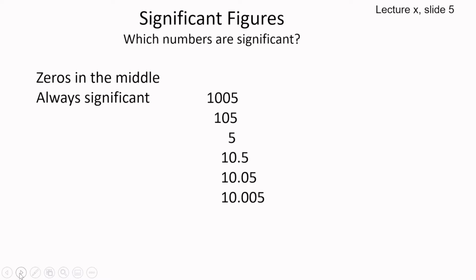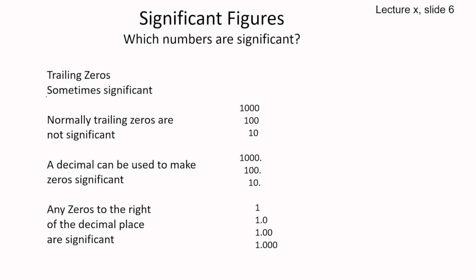Zeros that are sandwiched between two other numbers that are not 0 are always significant. So here, those two zeros between are significant. So there are 4 sig figs. That 0 there, 3 sig figs. Right here, 3 sig figs. There are 4 sig figs. There are 5 sig figs. So if it's leading, it's never. If it's in the middle, it's always. And when it's trailing to the right, it's sometimes.